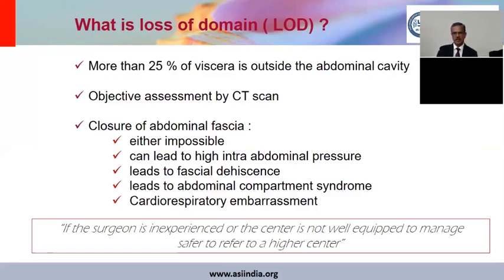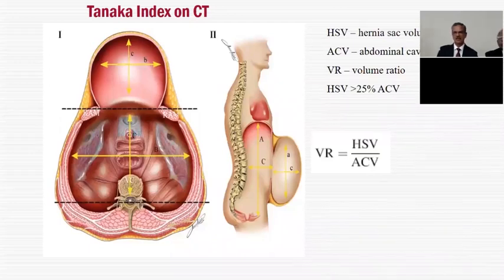Once there is loss of domain, closure of the abdominal fascia after proper mesh repair is either impossible, or it can lead to high intra-abdominal pressure, as I mentioned, or may lead to fascial dehiscence later, compartment syndrome and cardiorespiratory embarrassment. So in a situation where there is loss of domain and a very giant hernia, if the surgeon is inexperienced in handling such patients, or the center is not well equipped to manage these patients, it's always safer to refer to a higher center where there are good abdominal wall reconstructive surgeons. That's the good thing we can do for these patients who have multiple recurrences and giant hernias.